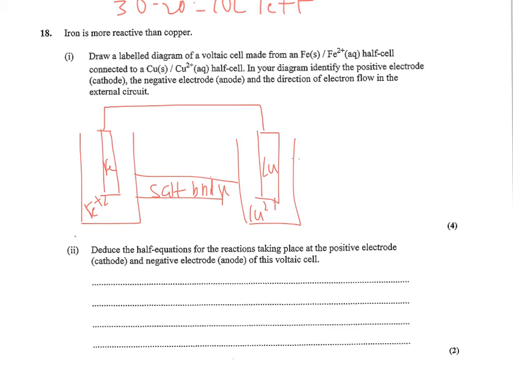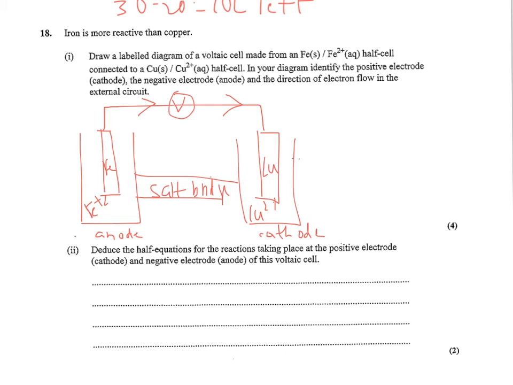And then I need to decide which way my electrons are flowing. So if I had a voltmeter, I would expect the electrons to flow from the iron to the copper. So that means oxidation is happening on the iron side, or the anode, and reduction is happening on the copper side, which would make that the cathode.